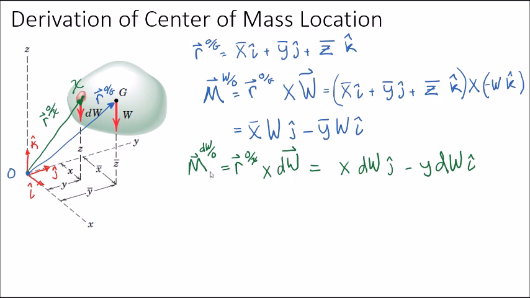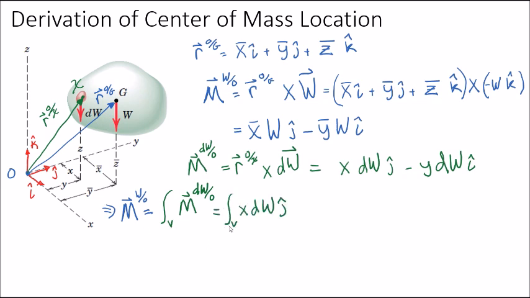Now that we have the moment caused by a differential weight about the origin, we can reconsider how we think about the moment caused from the entire weight of the volume about the origin. We can think of it as the sum of the moment of the differential weights about the origin over the entire volume, or integrated over the entire volume, which is simply the integral over the entire volume of x dW j hat minus the integral over the entire volume of y dW i hat. We can set this equal to the moment we found earlier of the entire weight acting at the center of mass. So it is equal to what we found, x bar W j hat minus y bar W i hat.